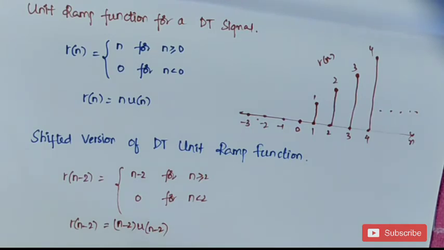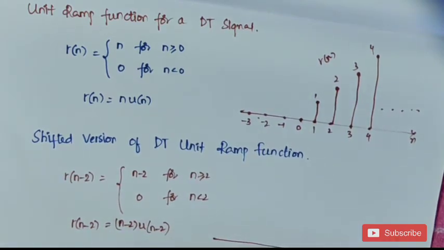Generally, the ramp function starts from 0. At 0 its value is 0, and at 1 its value is 1. At 2 its value is 2. But the shifted version of this function, R of n minus 2, should start from 2. So at 2 its value is 0. At 3 its value is 1. At 4 its value is 2. At 5 its value is 3. Sorry. So let us see the diagram, then you may get a clear idea about it.